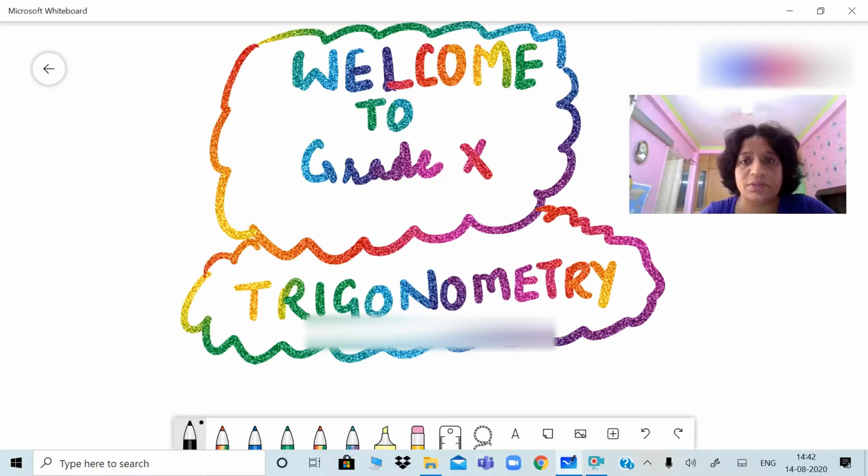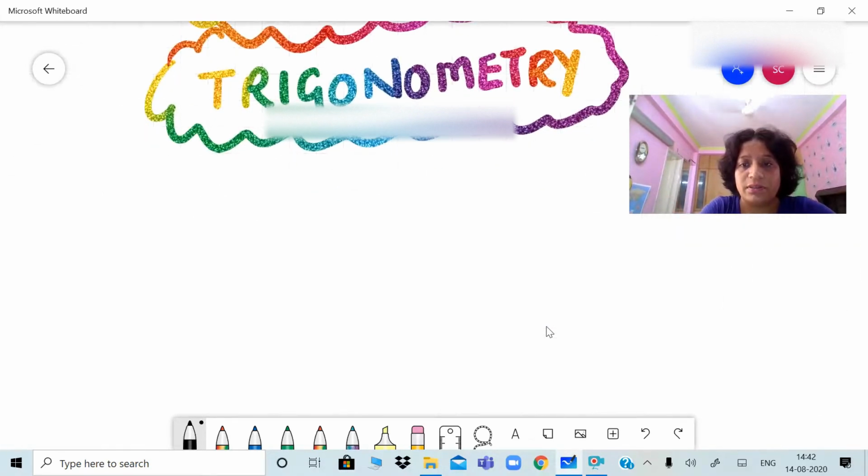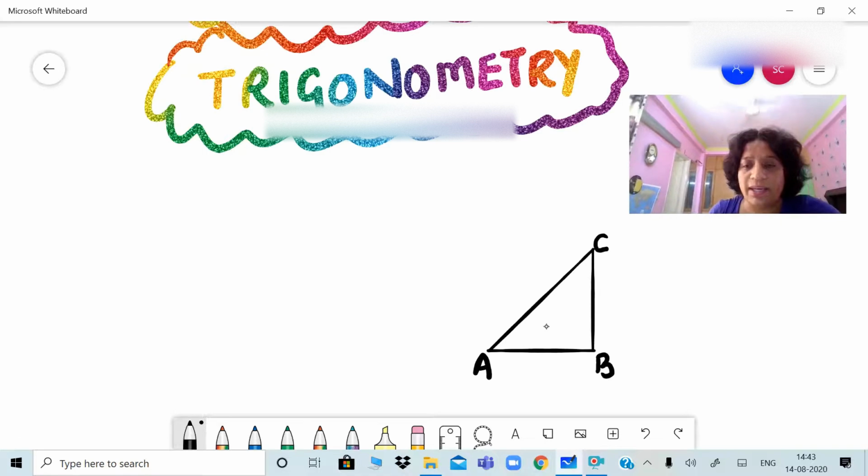Hello friends, today we are going to discuss the concept of trigonometry of grade 10. Trigonometry is applicable in a right angle triangle. So for making the concept clear, let's draw a right angle triangle. This is a right angle triangle, right angled at point B, where A and C both are acute angles.